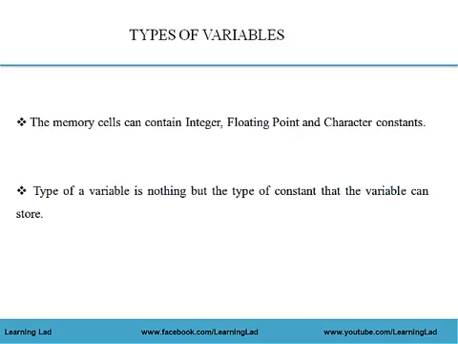So then the types of variables. In memory, cells can contain integer, floating point, and character constants. The type of variable is nothing but the type of constant that the variable can store. It may be integer, or floating point, or real, or character.